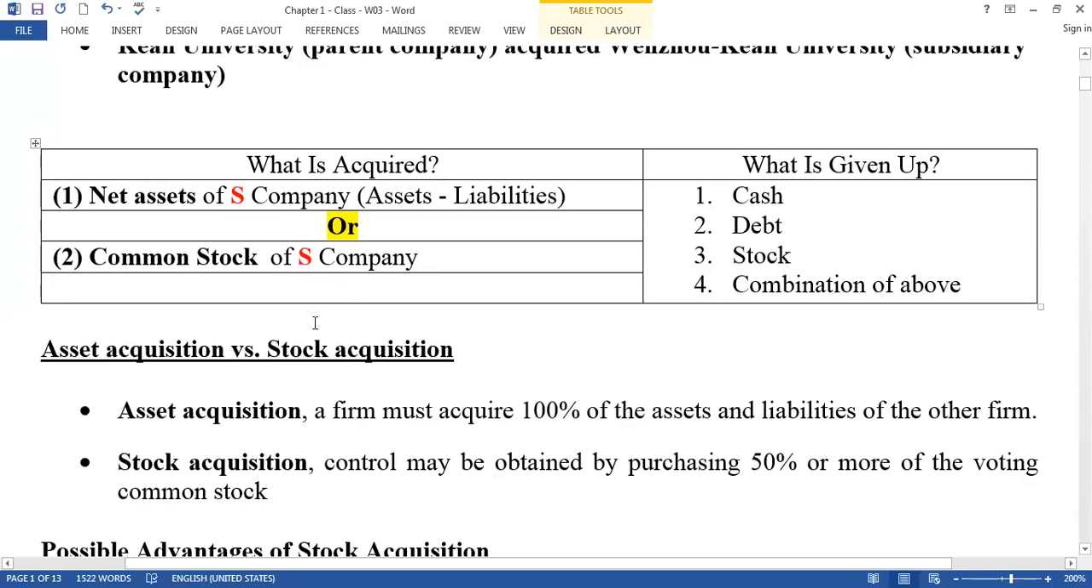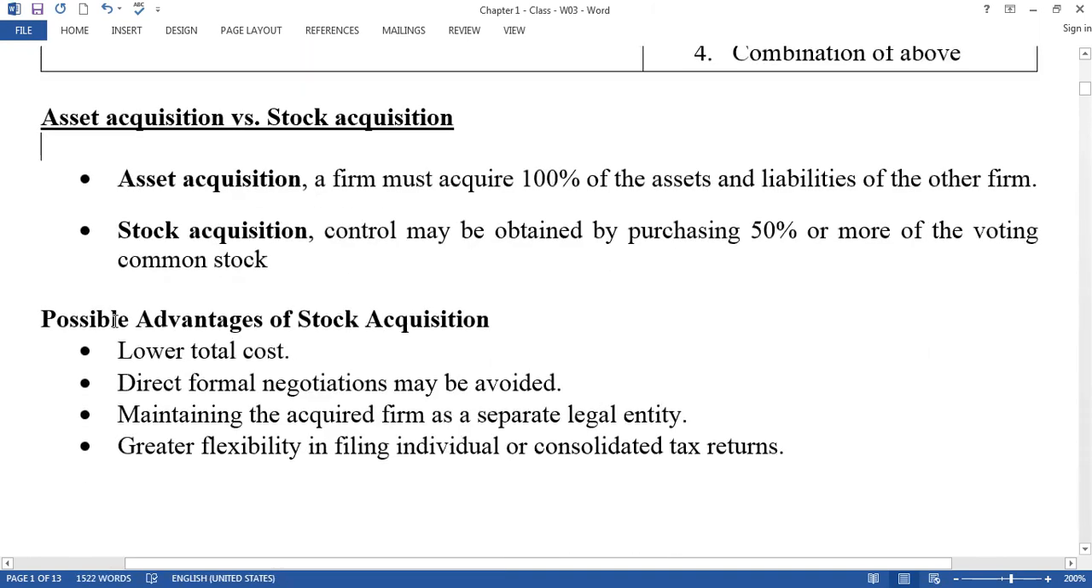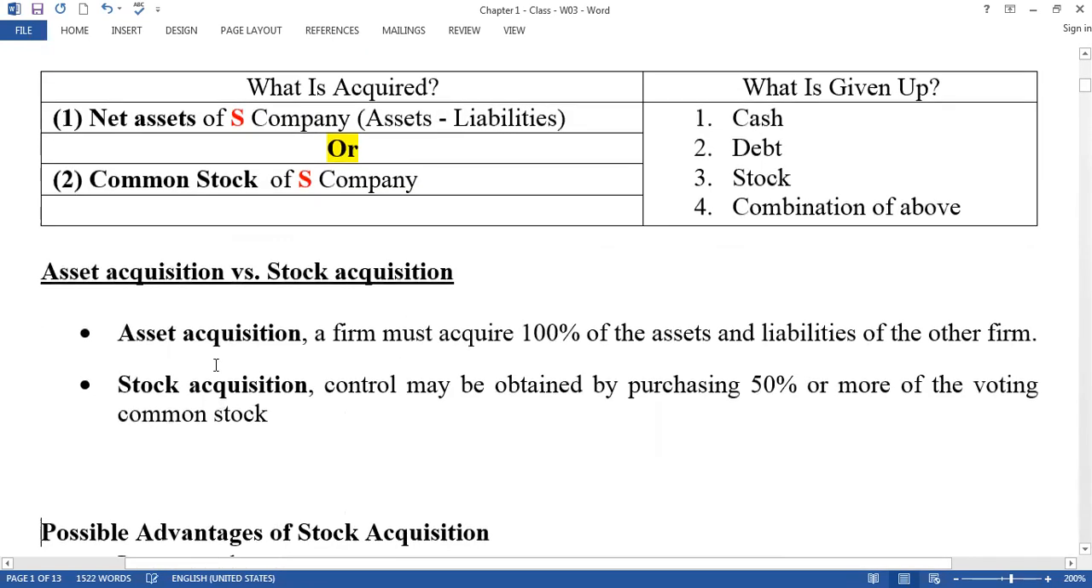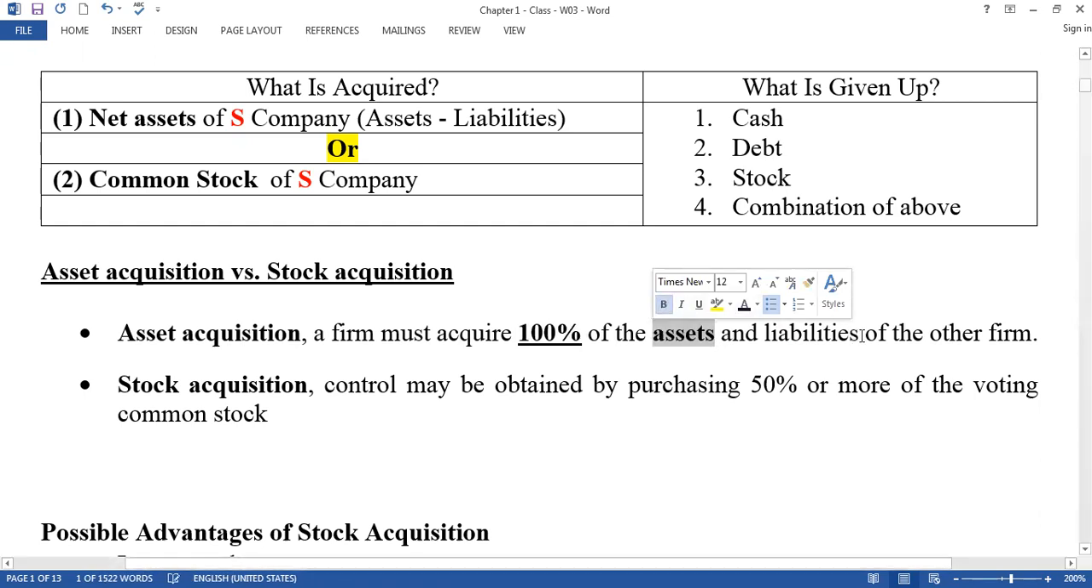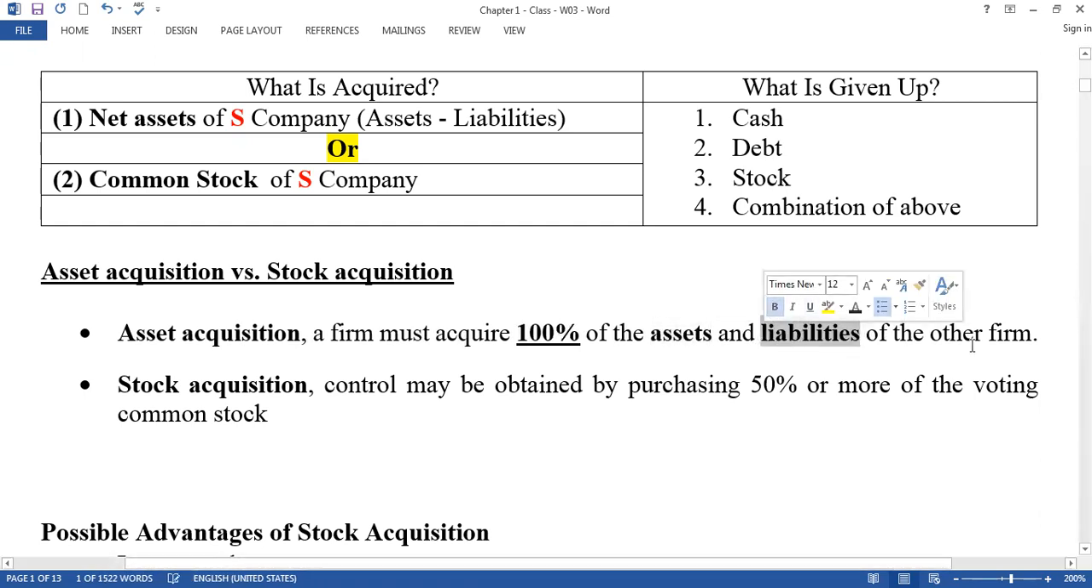Now let me explain what is the difference between the asset acquisition and the stock acquisition. They have a lot of differences. Look at the first difference here. Asset acquisition means a firm must acquire 100% of assets and 100% of liabilities. Do you understand? You are going to buy 100% of the assets and 100% of the liabilities of another firm. Here another firm means S company.